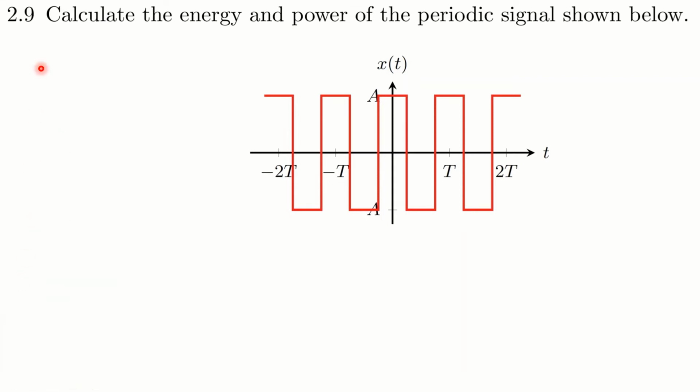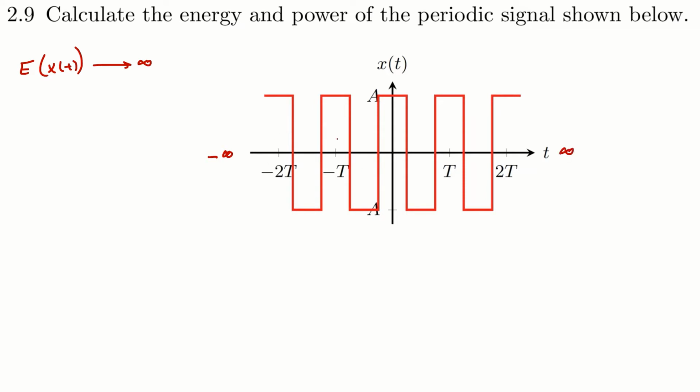All right. Question 2.9. We have a periodic signal x(t). This signal is a square wave. It fluctuates between two values, A and minus A, from minus infinity to infinity. We know the energy of x(t) goes to infinity because it's periodic from minus infinity to infinity.